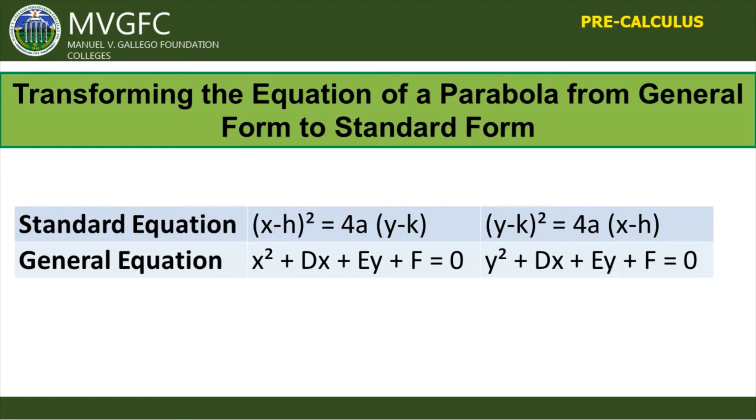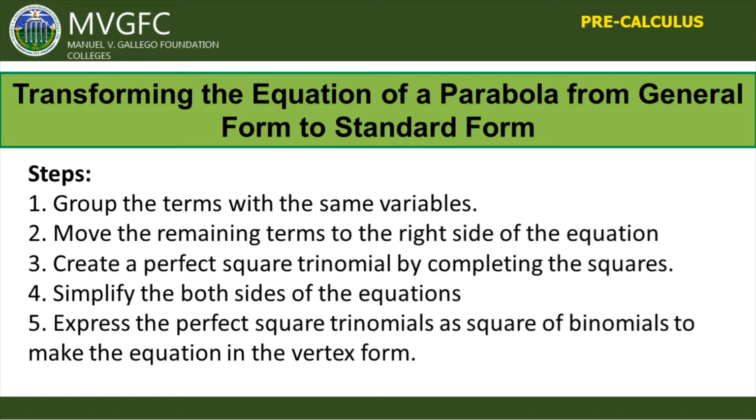Let us now follow the steps in transforming the equation of a parabola. First, we need to group the terms with the same variables. Second, move the remaining terms to the right side of the equation. Third, we need to create a perfect square trinomial by completing the squares. You learned this during your grade 9 in quadratic equations, similar to that. Note that whatever terms you have added to the left side should also be added to the right side to keep the equation true. Step number 4 is to simplify both sides of the equation. And lastly, you need to express the perfect square trinomials as square of binomials to make the equation in the vertex form. So this is like going from the general form to the standard form.